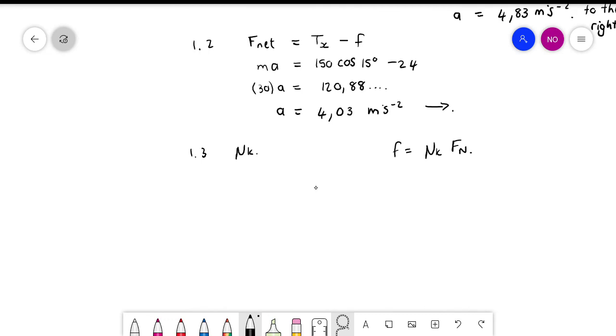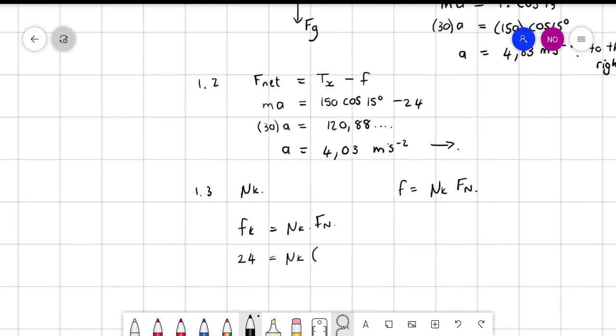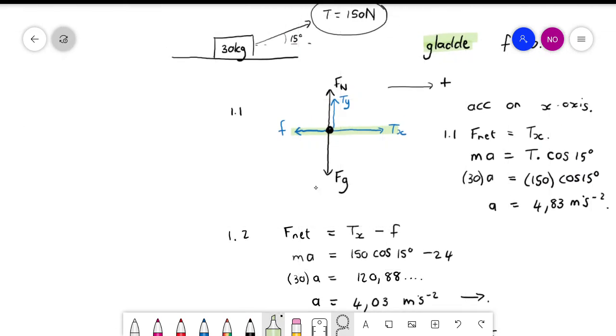So I'm going to use this one and say kinetic friction is equal to that thing times the normal force. Die wrywingskrag bly 24. And this, I'm just going to jump back here. So stem julle saam, ons werk nou op die y-as. And on the y-axis, my forces are in equilibrium.